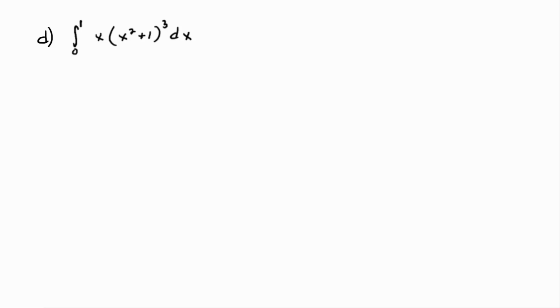So this is the other one I wanted to do for you. Part D, evaluate the integral. What's different about this integral? It's called a definite integral when it has an upper and lower limit, right? So we have the integral from 0 to 1 of x times the quantity x squared plus 1 cubed dx.